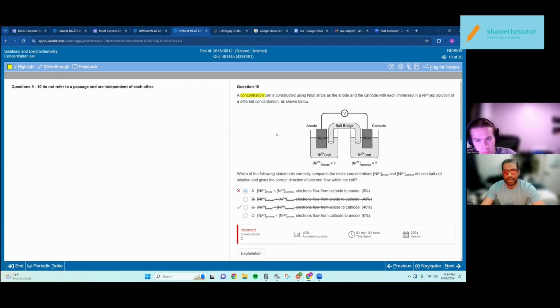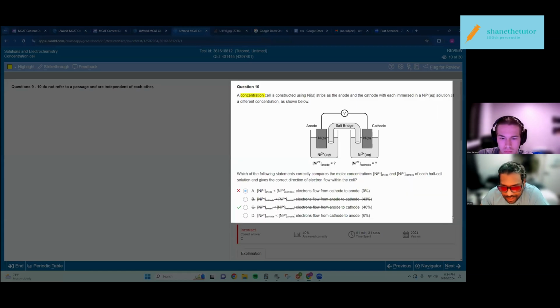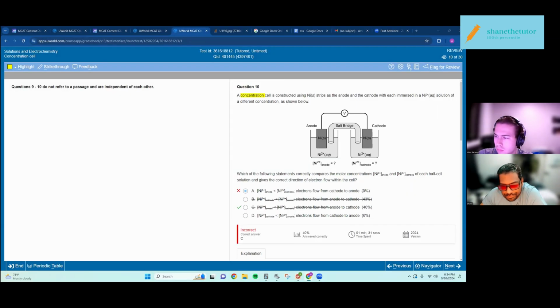But here, since it's just nickel that we're looking at, we can just do it that way. Here they're telling us that you have nickel at the anode, nickel at the cathode, and nickel 2 plus. We just have to go by our definitions of anode oxidation. Electrons are traveling this way, and if it's losing the electrons, it will be nickel solid yields nickel 2 plus plus 2 electrons. That's what's happening at this anode.